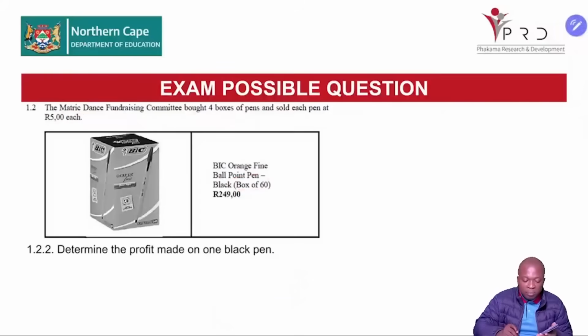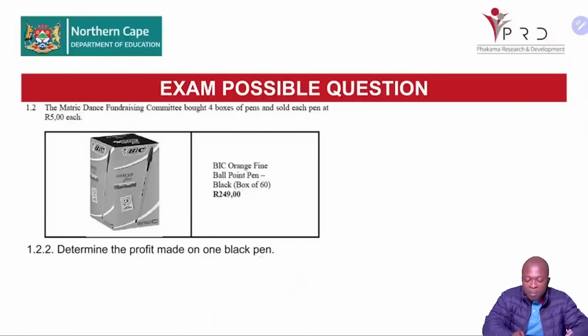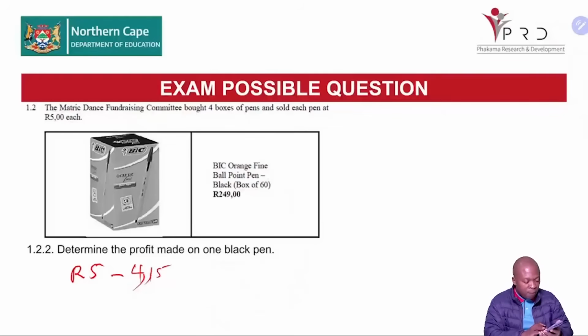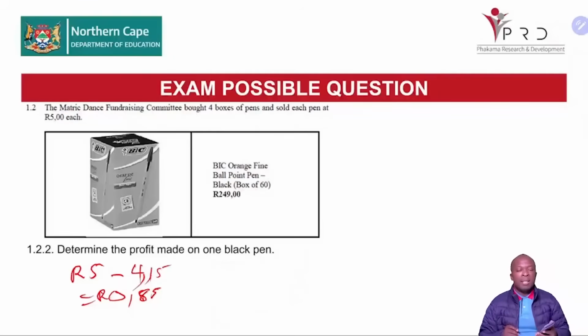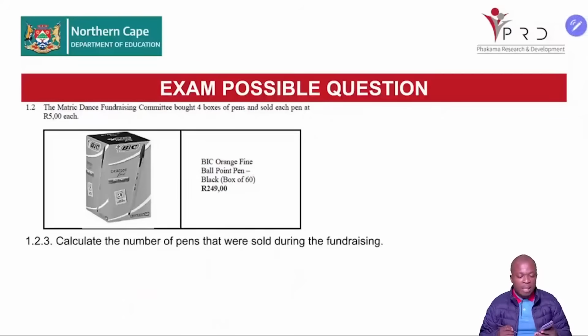It says, determine the profit made on 1 black pen. Remember, we bought it for 4 rand 15, but we sold it for 5 rand. So we are going to say 5 rand minus 4 rand 15. Then we press it on the calculator. It means we are going to make a profit of 0.85. Then you put your R there. That is 85 cents. Do you see how you are getting the calculations now?